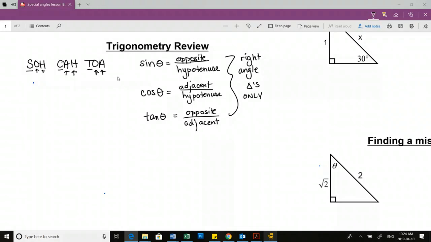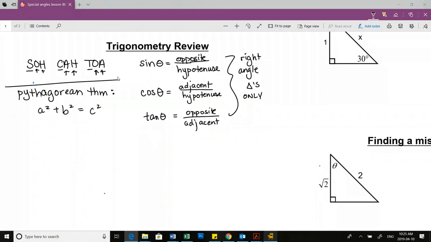Okay, there's another thing that we use sometimes with SOHCAHTOA. If I know two sides of a right angled triangle, I should be able to use Pythagorean theorem to find the third. So we also have Pythagorean theorem for right angled triangles. And Pythagorean theorem says that the legs of the triangle squared and added together should equal the square of the hypotenuse.